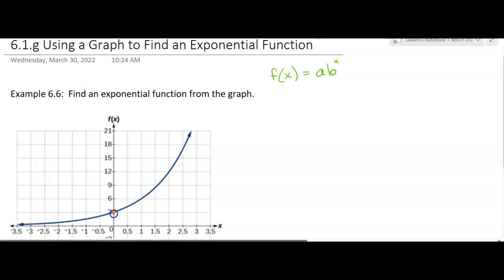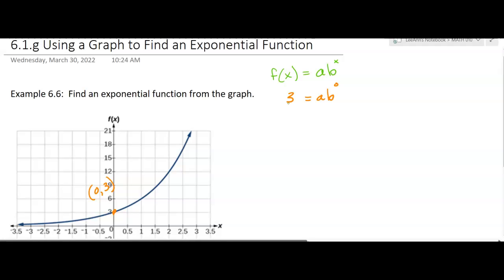First of all, there's a point right here. We know the y-intercept. That's going to be very helpful to us. So we know that point is (0, 3). So that means if we plug in 0 for x, we're getting out a 3 for f of x, right?